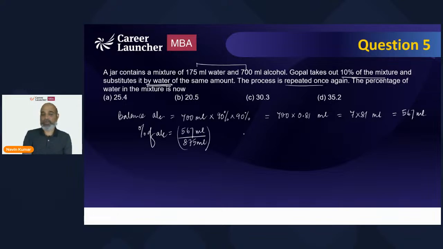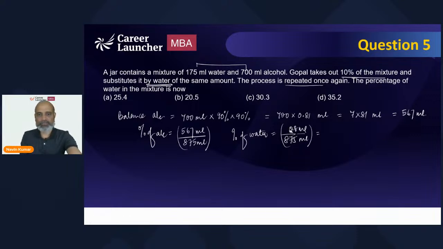So if this is the percentage of alcohol, what is going to be the percentage of water? We can say the leftover, which is going to be 308 out of 875, right? So if you solve this, this will result in 35.2%.